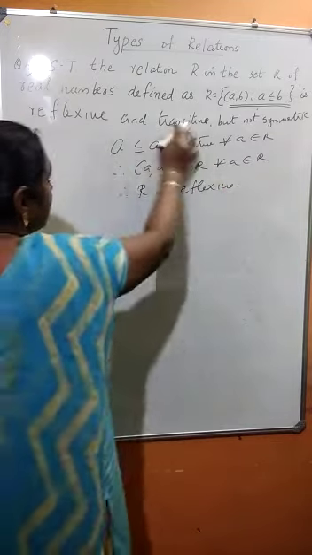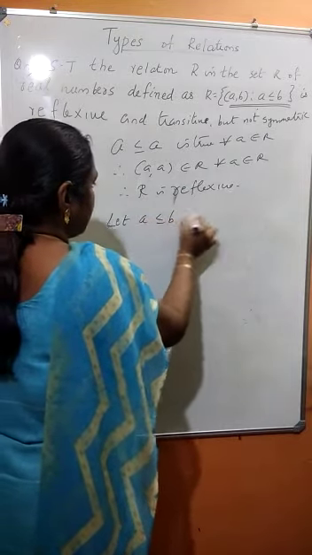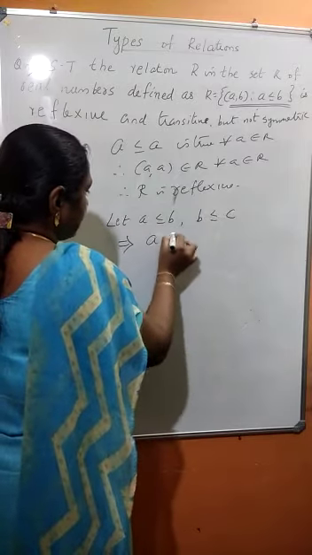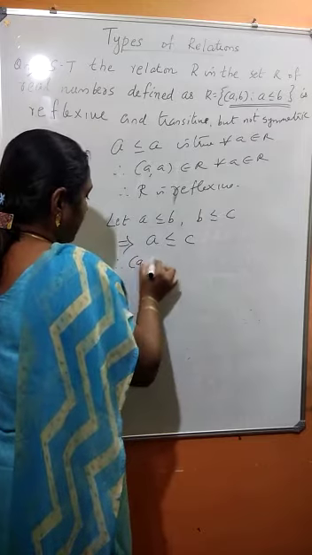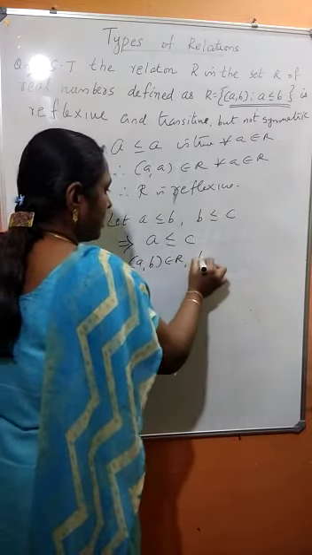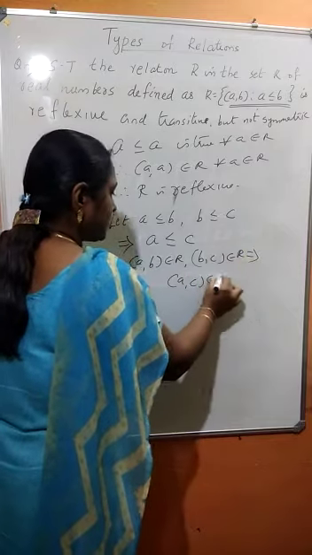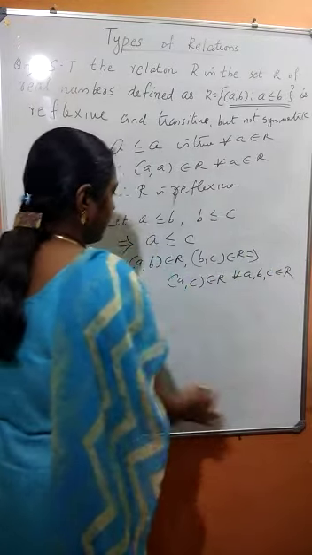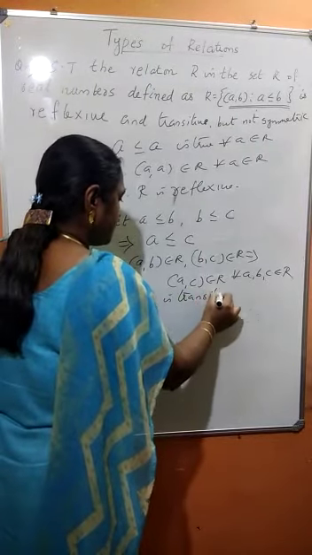Now for proving R is transitive, let a be less than or equal to b, and b less than or equal to c. This implies definitely a is less than or equal to c. So we can say (a, b) belongs to R, (b, c) belongs to R implies (a, c) belongs to R, and this is true for every a, b, c belonging to the set of real numbers. So we can conclude that R is transitive also.